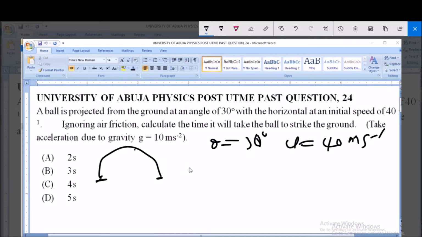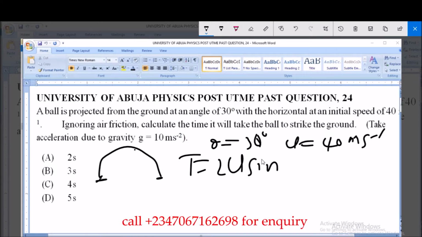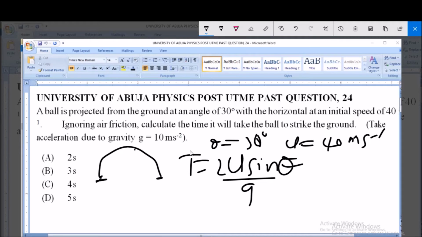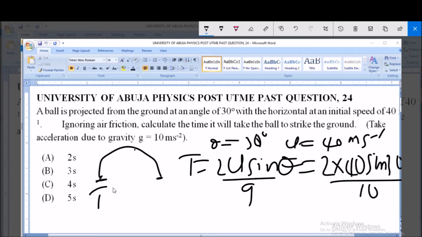Now, that time, t, can be found from 2u sine theta divided by g, sorry. Now, we have that g is our acceleration due to gravity, and according to the question, our g is 10 meters per second squared. Now it means we have our u is 40, so t equals 2 times 40 sine 30 divided by g, which is 10. Now if you solve further, you have that your t is what?